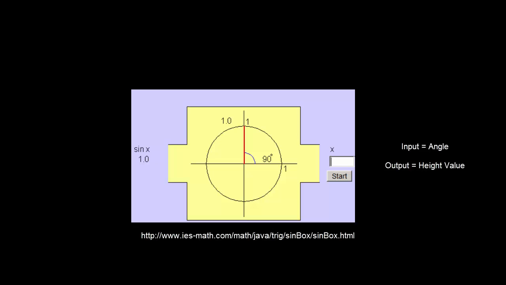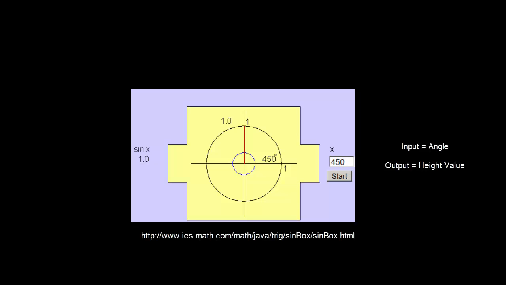We can try a couple more here. Let's do 135 degrees. There's the height value, and it's saying it's 0.707. Okay. We can even do something crazy like 450 degrees. And that'll wrap us around the circle and give us a height value.